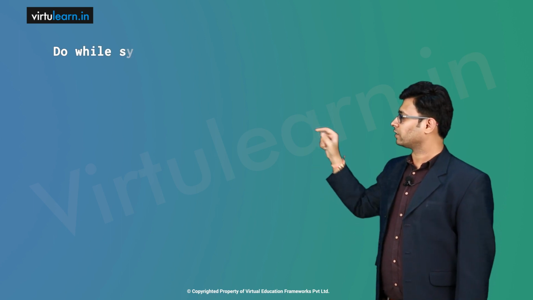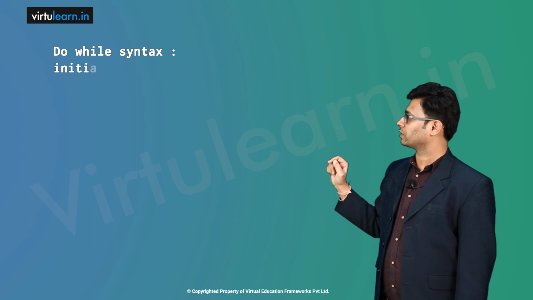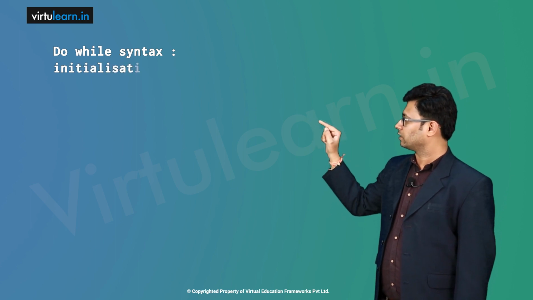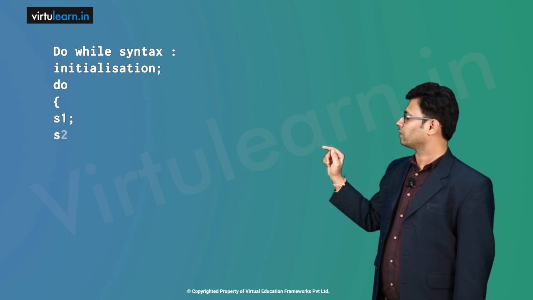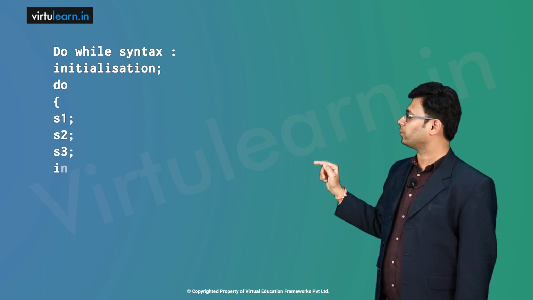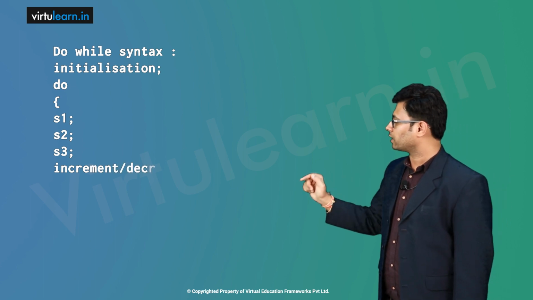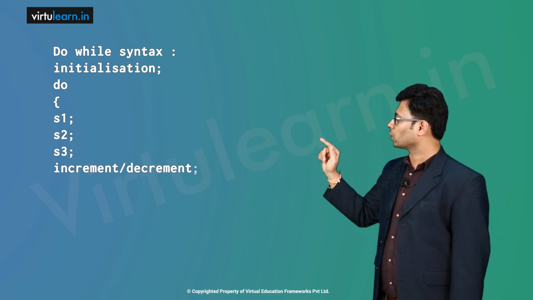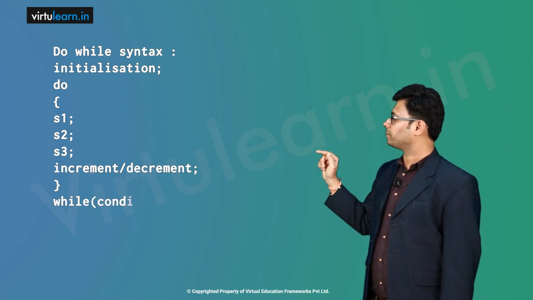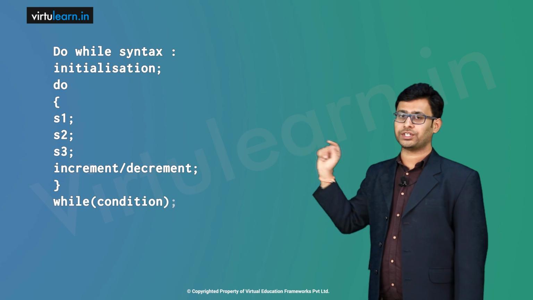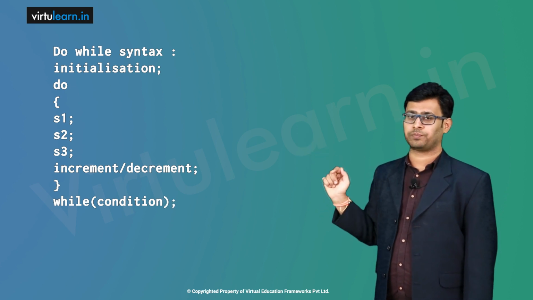So what is the syntax of this do while? First initialization, next do, open the curly brace, within that write the statements that we need to execute, like statement 1, statement 2, statement 3, increment or decrement, close the curly brace and write while followed by condition and put a semicolon here.